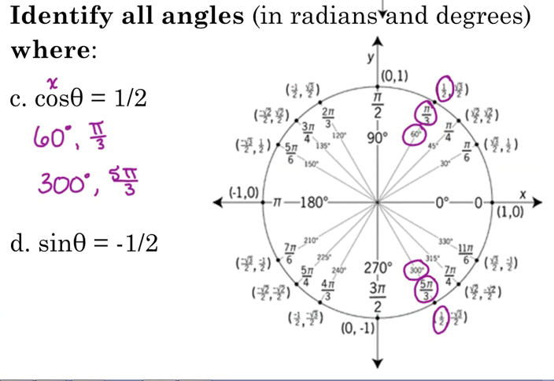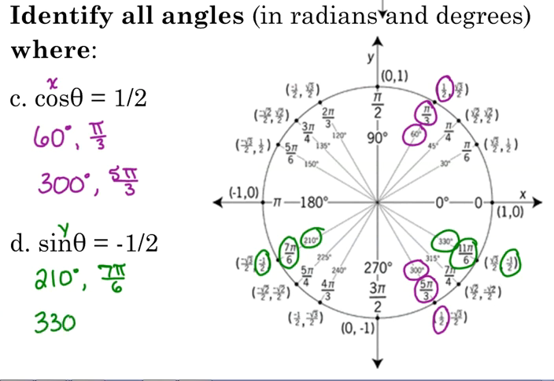Okay, what about if they want to know where is sine of the angle equal to negative 1/2? So sine is the y, so I'm looking for a y coordinate of negative 1/2. The first one I see is over here in the third quadrant at 210, 7 pi over 6. And then I also see it in the fourth quadrant at 330 degrees and 11 pi over 6.